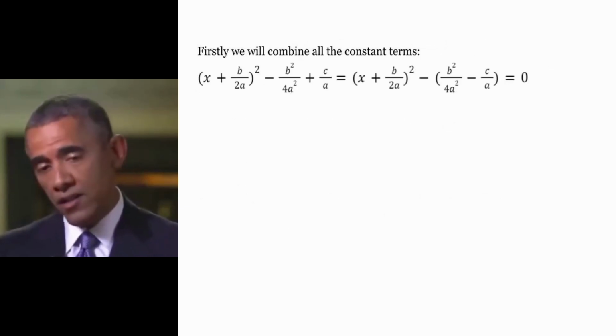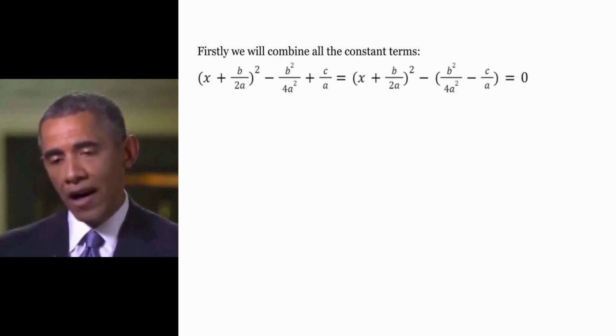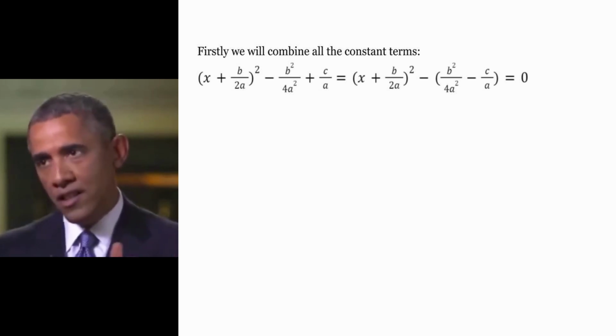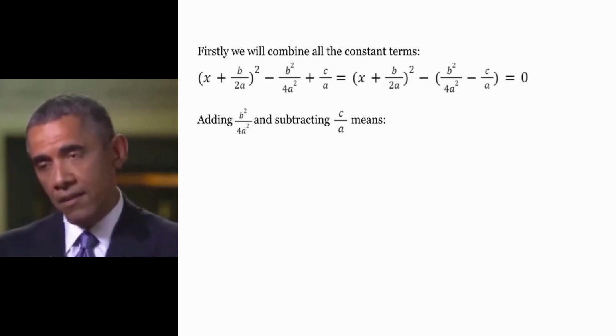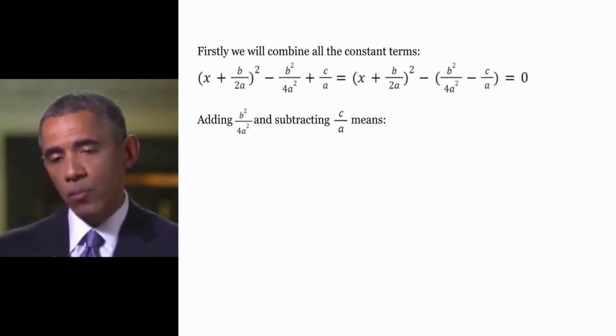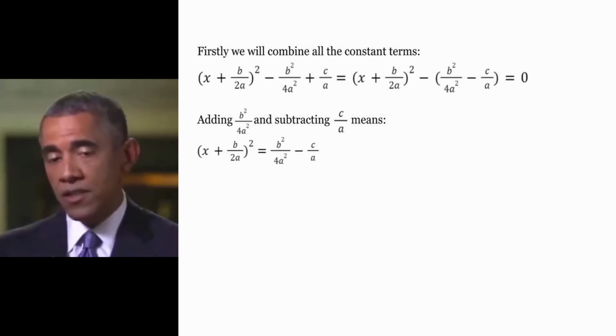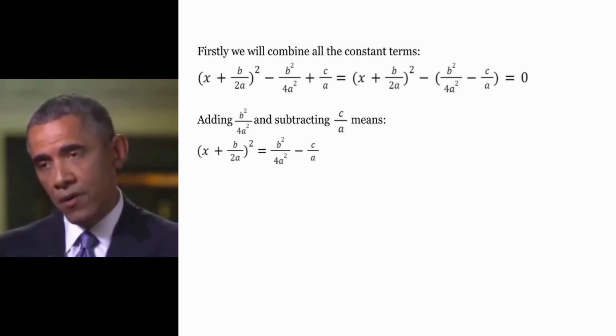Firstly, we will combine all the constant terms and then set our expression equal to 0. This gives us that (x plus b over 2a) squared minus the quantity b squared over 4a squared minus c over a is equal to 0. We now go about solving it normally. First, we bring all the constant terms to the right side by adding b squared over 4a squared and subtracting c over a. This gives us that (x plus b over 2a) squared equals b squared over 4a squared minus c over a.